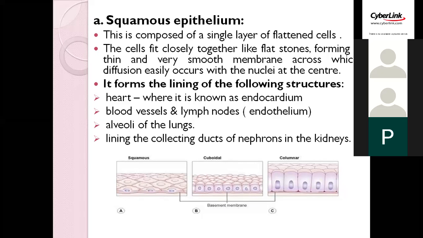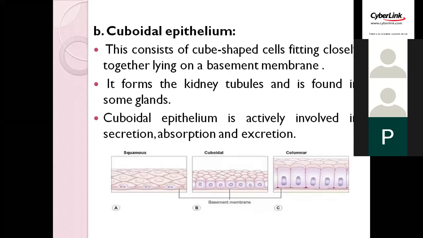So we will go with the second one, which is called the cuboidal epithelium. How does it derive its name? It is from its shape. If you can see, it has a cube type of shape. Whenever we say cube, that means it is a square type of shape, a small square. It consists of cube-shaped cells fitting closely together, lying on a basement membrane.